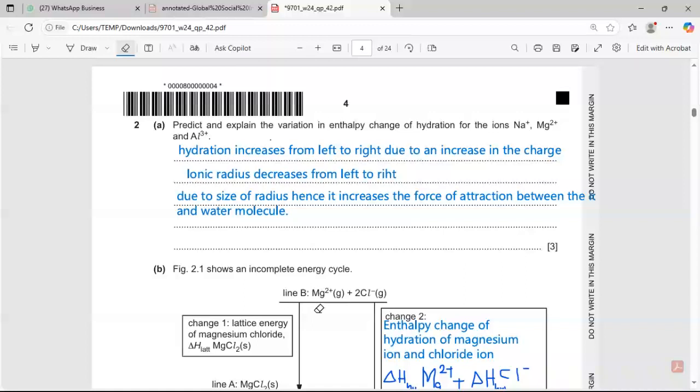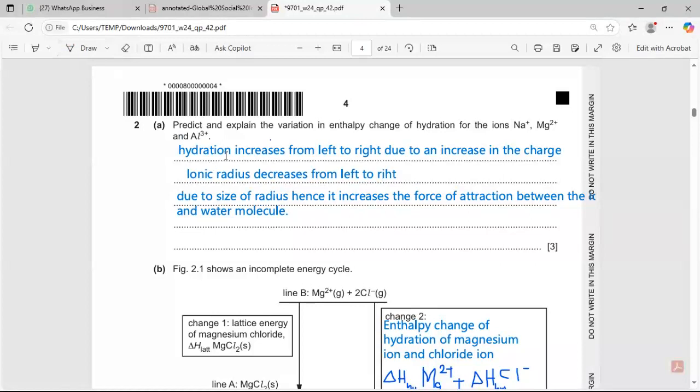Come to question 2. Now, predict and explain the variation in enthalpy change of hydration for the ions of sodium, magnesium, and aluminum. One of the things you realize is that sodium is in a different group, and magnesium is also in a different group. Now you need to realize that we are going to ensure our response is very keen, because they belong to the same period but are from different groups. The first step is to explain it fully to earn these 3 marks.